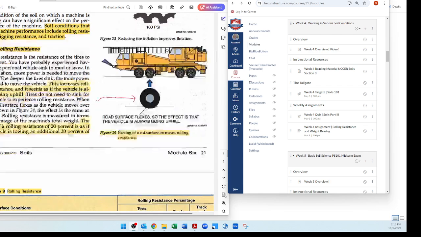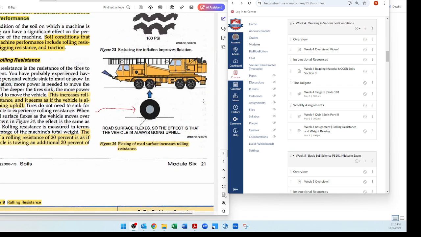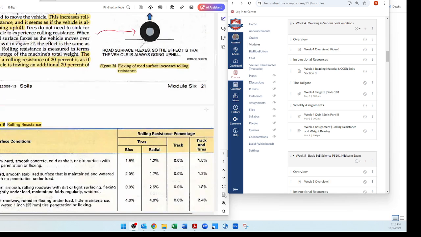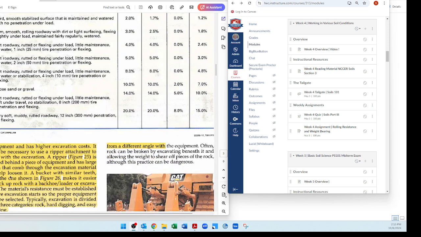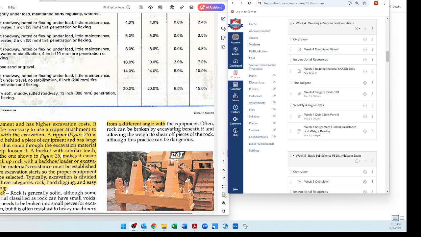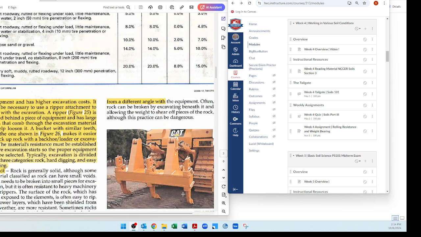Heavy duty equipment and has higher excavation costs. This is digging resistance still. It may be necessary to use a ripper, and now it makes sense, attachments to help with the excavation. And we all know what a ripper is, I hope. And there is one if you don't. It rips up the soil, and then you can doze it easier because it breaks it up.